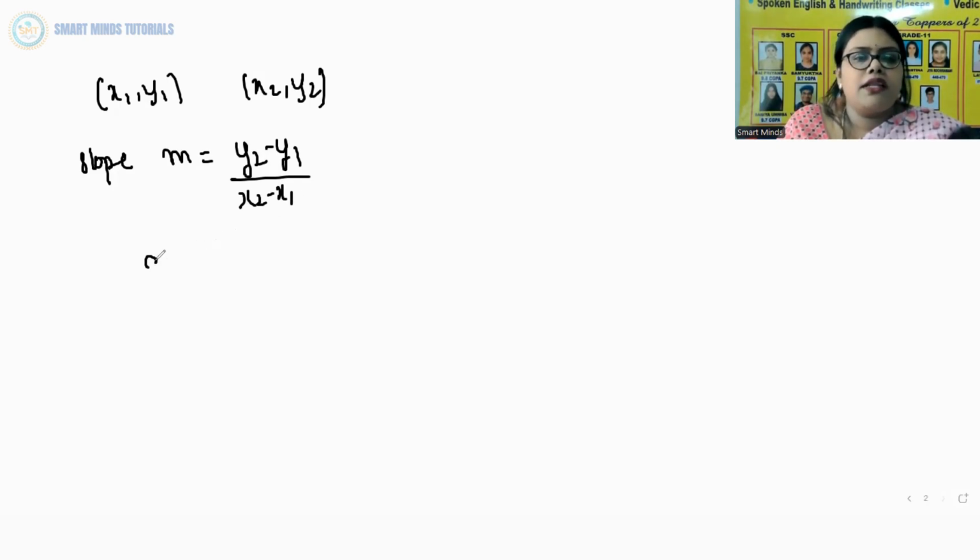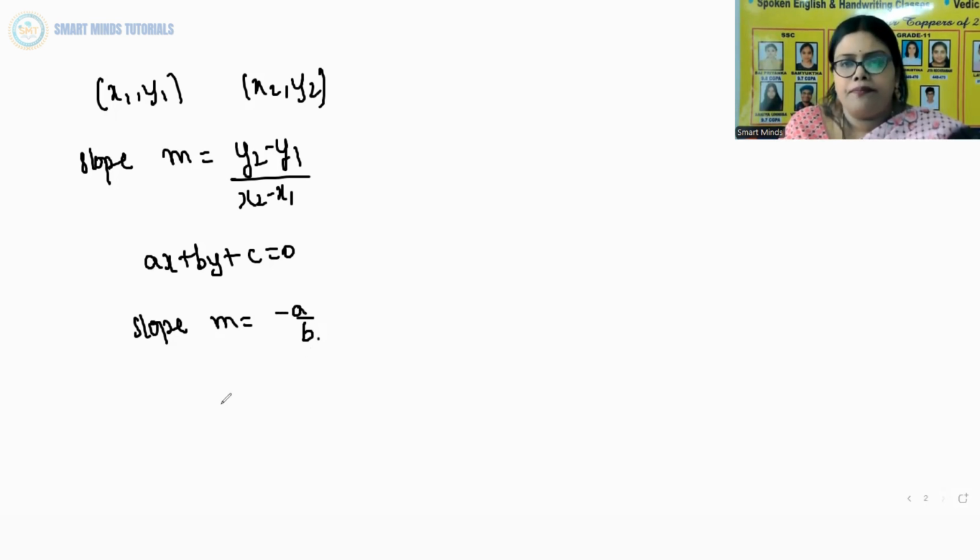Then suppose a line is given to you, ax plus by plus c is 0. Then in that case, how do you find out the slope? Slope is given by minus a by b. And if an angle is given to us, suppose the angle is theta, then in that case, how do you find out the slope? Slope is given by tan theta.